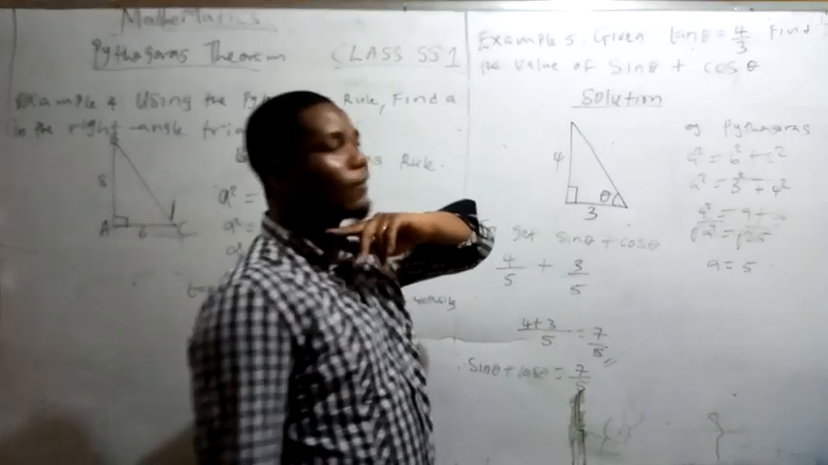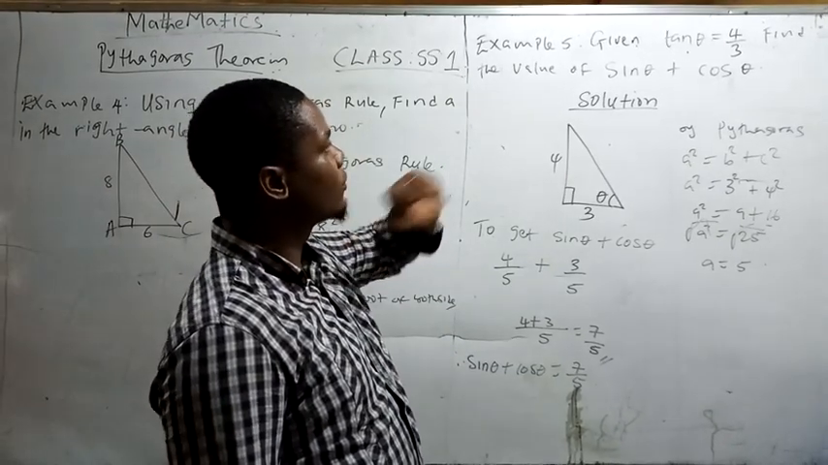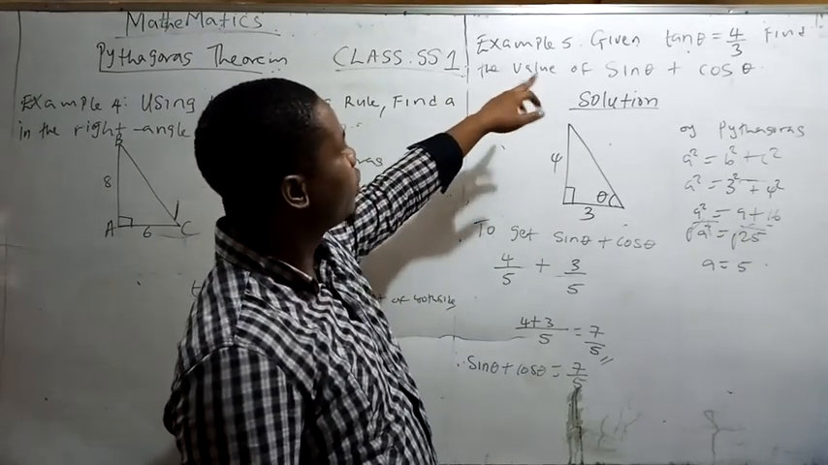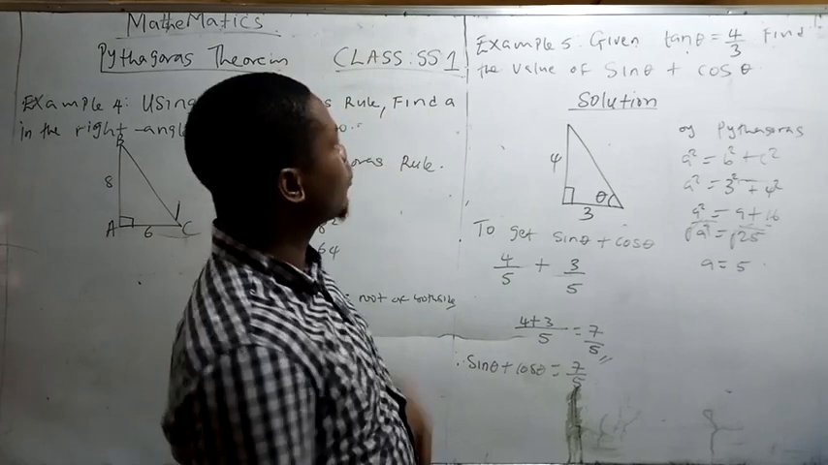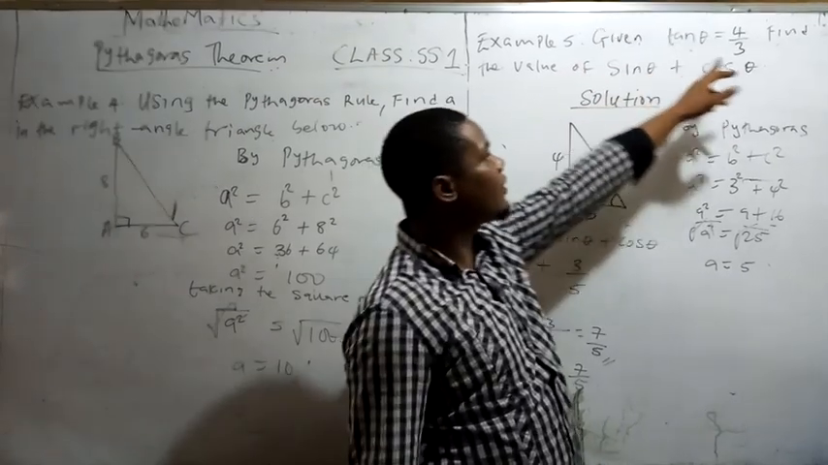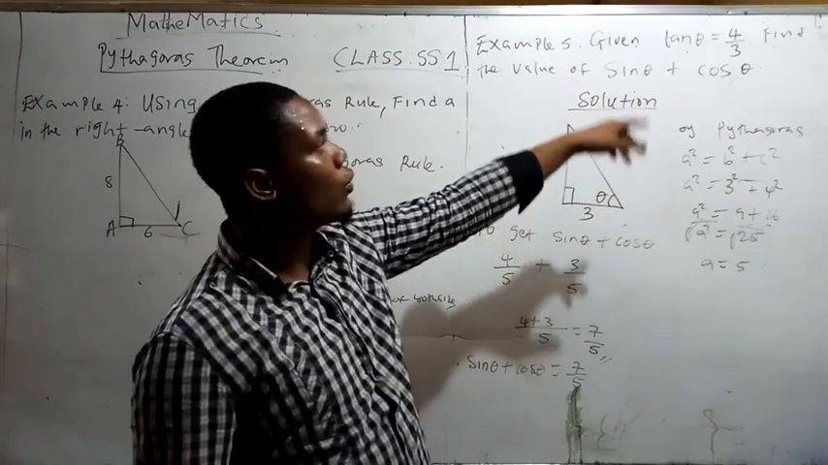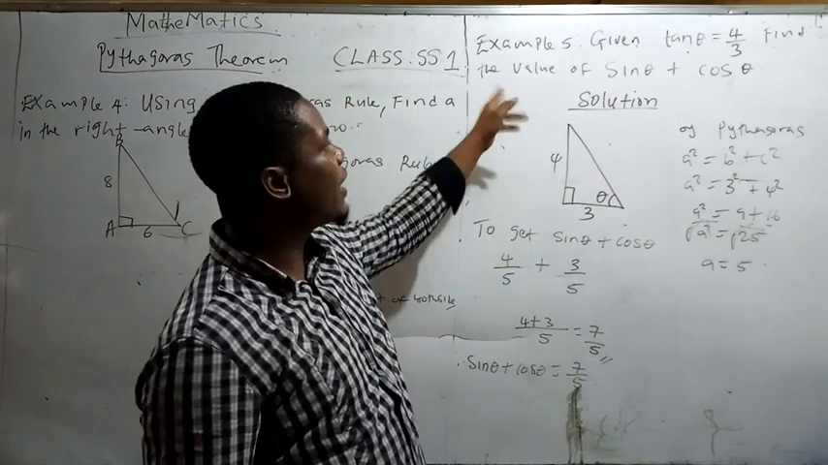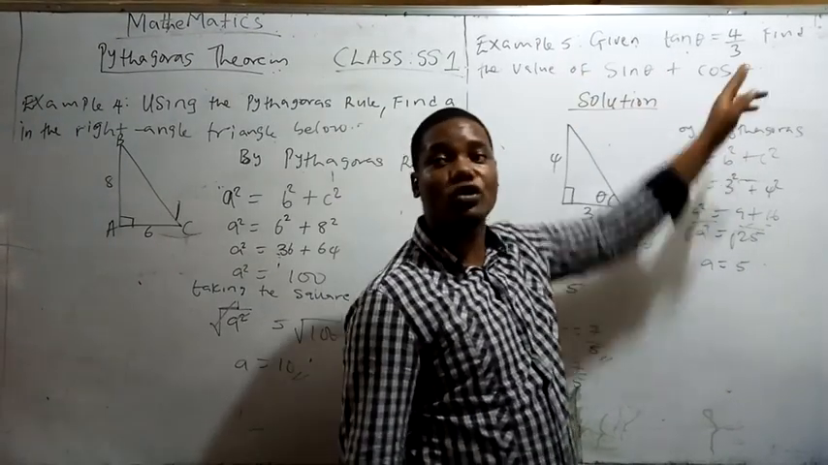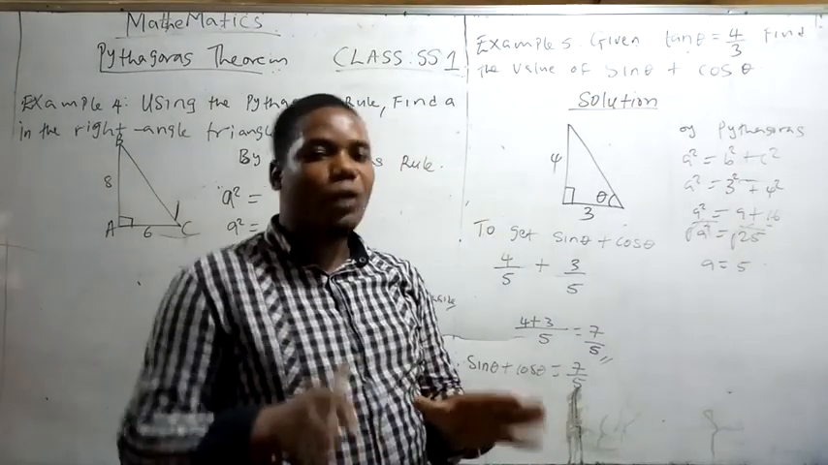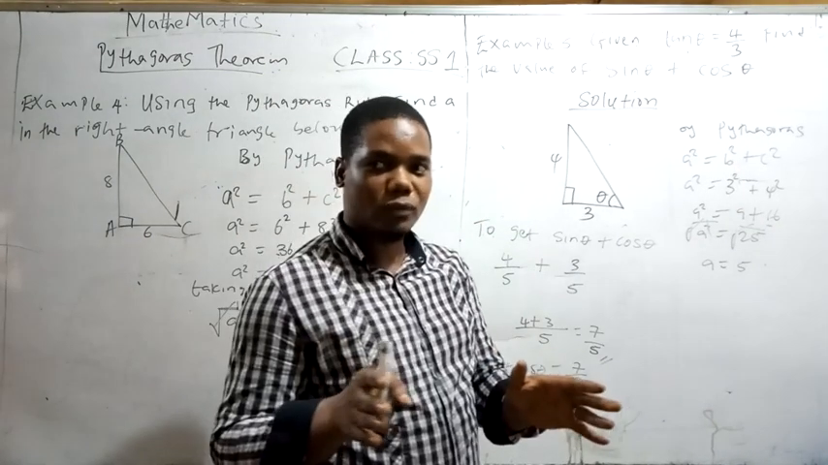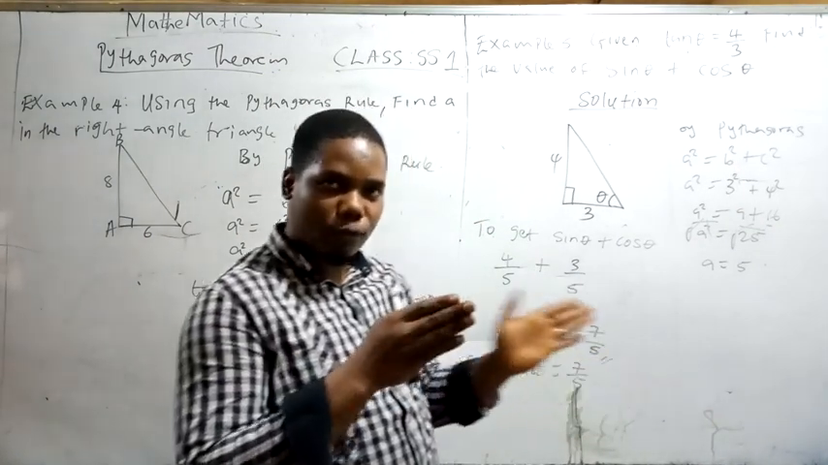Looking at example 5, from the relationship between trig and Pythagoras Theorem, given that tan theta is equal to 4 over 3, find the value of sine theta plus cos theta. This is where I want you to pay proper attention, because we are now combining the two subtopics together.